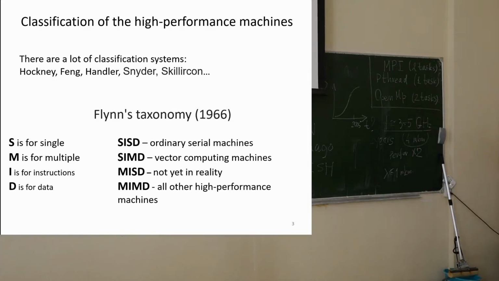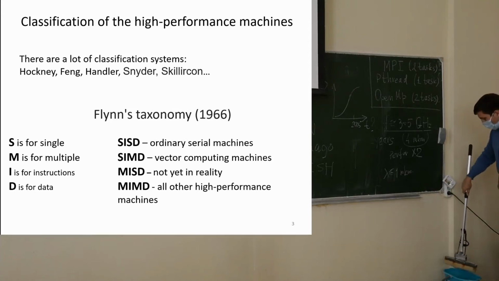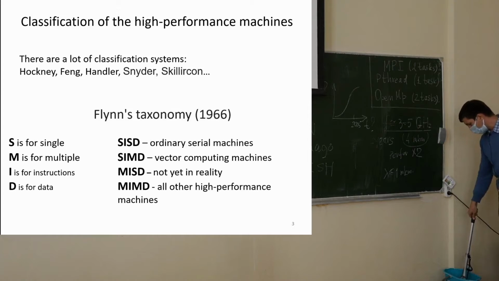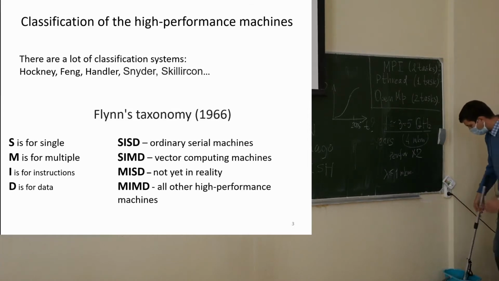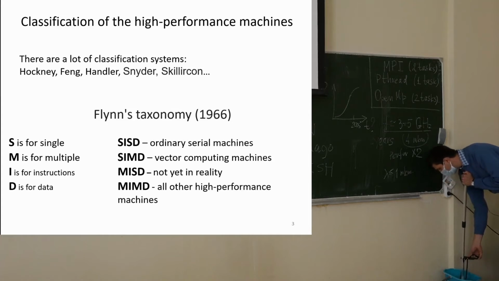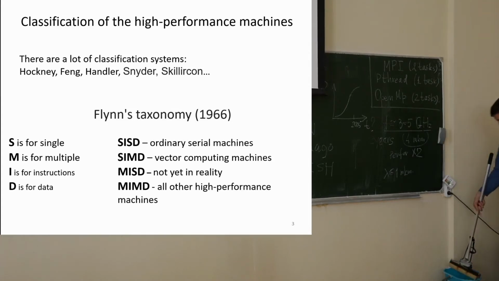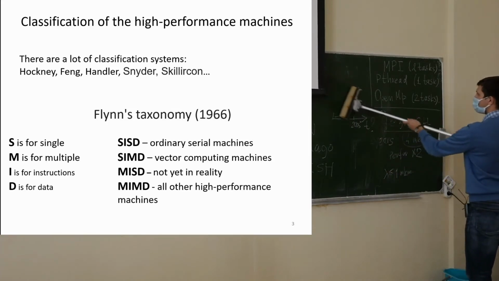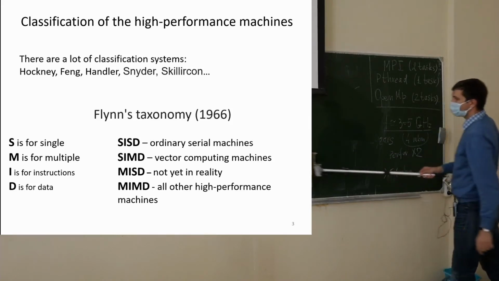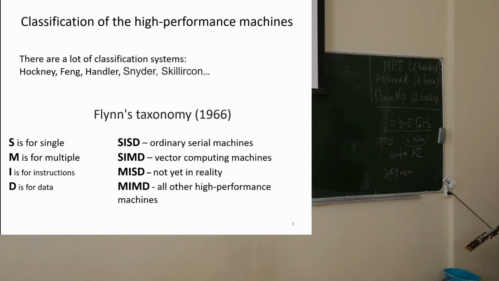So there are a lot of classifications. You can see Hockney, Feng, Handler, and so on. But we will speak about Flynn's classification as more reasonable, I suppose. There are 4 English words to make this classification. S is for single, M is for multiple, I is for instruction, and D is for data.